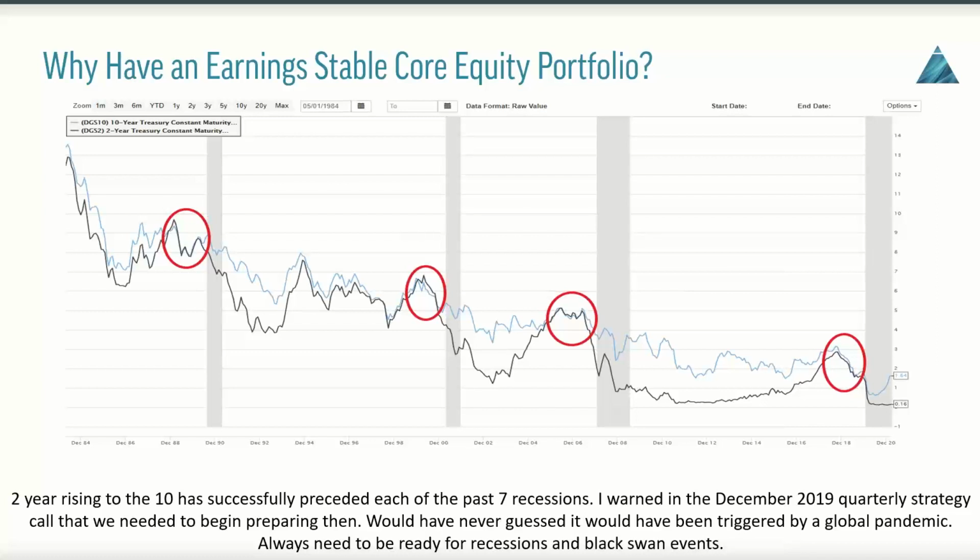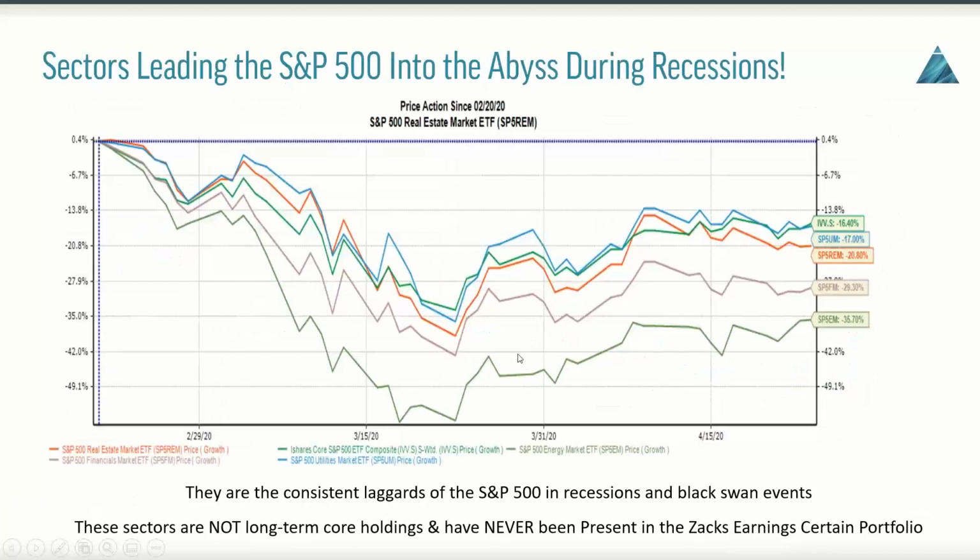So the idea here is that we need to have an earnings stable core equity portfolio because you're not necessarily going to get tipped off from sell-side research firms as to when the actual recessions are going to hit, and you're certainly not going to be able to predict black swan events. So the idea is to understand the sectors themselves that lead the S&P 500 into the abyss during recessions. And I actually have a screen capture that I borrowed from a webinar that I did on the earnings certain portfolio a year ago during the COVID crisis that outlines this phenomenon exactly.